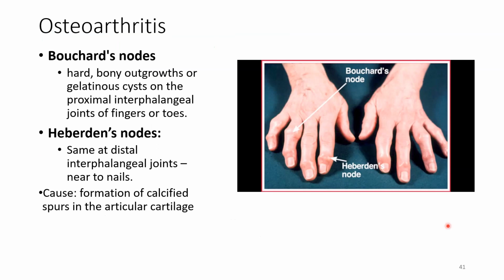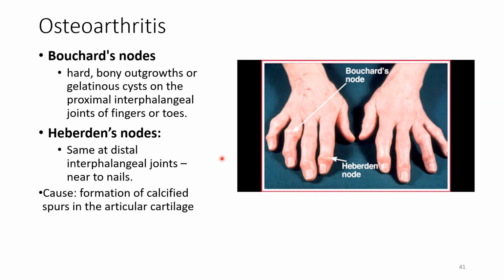Then see the picture and see the swellings at the proximal interphalangeal joints and distal interphalangeal joints. In the proximal interphalangeal joints, there will be hard bony outgrowths or gelatinous cysts, and they are known as the Bouchard's nodes. And in the case of distal interphalangeal joints, if there are the same hard bony outgrowths or gelatinous cysts, it is known as the Heberden's nodes.